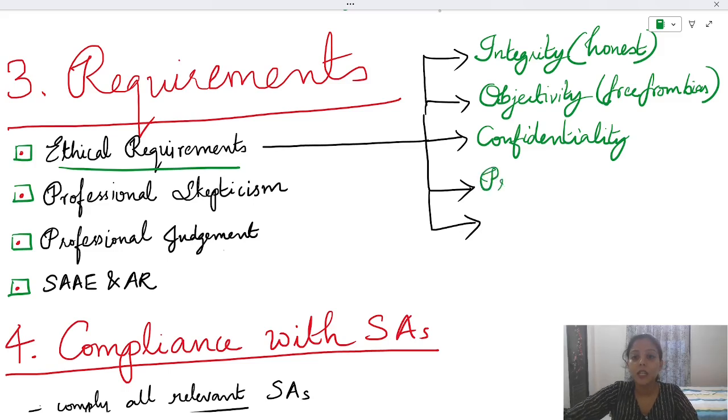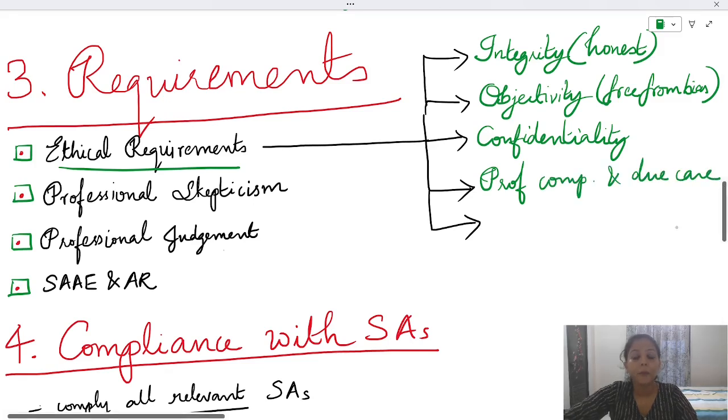Now, the next ethical requirement is professional competence and due care. You may have so much knowledge and so many experiences in your field, but at all times you should update your skills. Both professional standards and technical standards you should know at the application level also. So you should be competent and you should take due care in your profession.